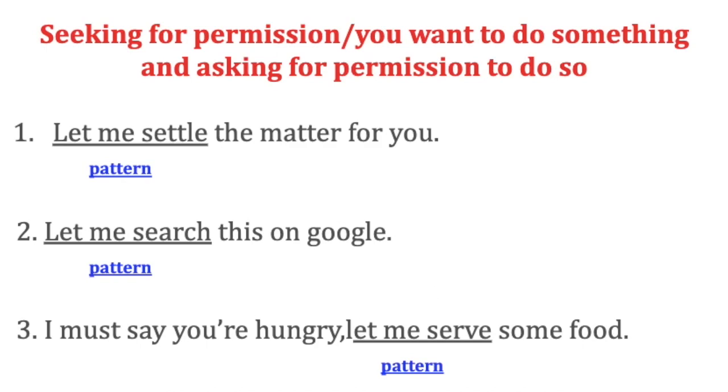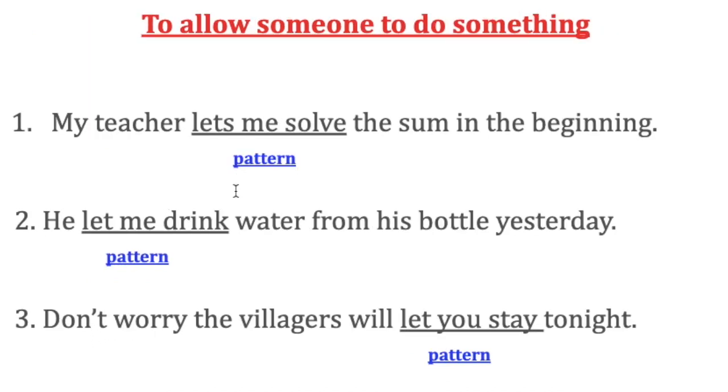So these are the few sentences which will help you to understand the pattern of the verb let. All right, next one. To allow something, someone to do something. Someone wants to do something and you're allowing them, or somebody allows you to do something. It can be the other way around as well, like my teacher lets me solve the sum in the beginning.